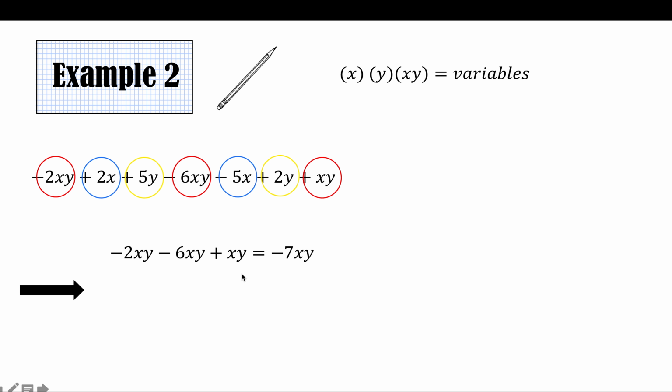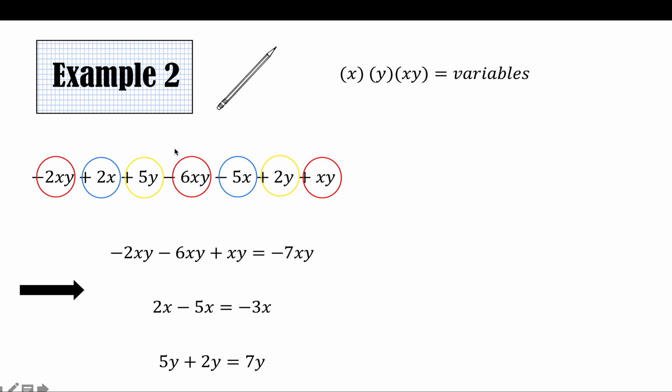And we put the common variable xy. So negative 2 minus 6 equals negative 8. Negative 8 plus 1 equals negative 7. And we put the variable, negative 7xy. Now we're going to solve for the second like terms in blue. 2 minus 5 equals negative 3, and with the variable x. So 2x minus 5x equals negative 3x.